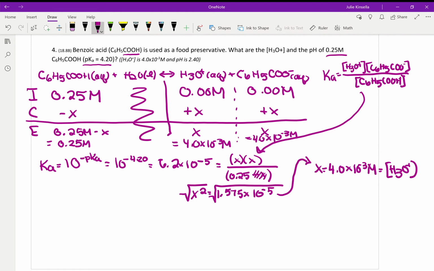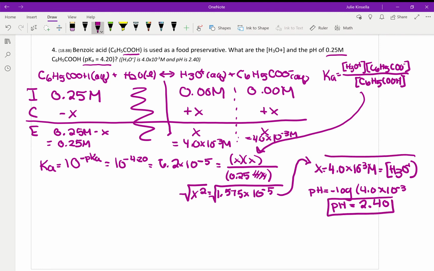So that gives us our concentration of hydronium here, and then we can find our pH, which is again taking the negative log of that concentration of hydronium. So then our pH, keeping with 2 sig figs, is going to be 2 point, and then our 2 sig figs after the decimal, 0.40. So we have our pH, and we also have our concentration of hydronium.